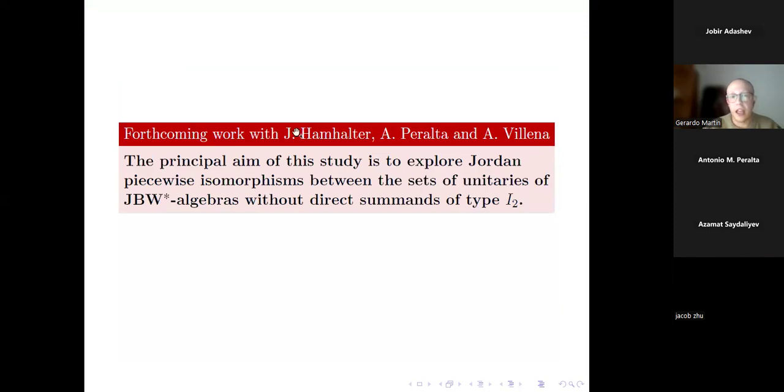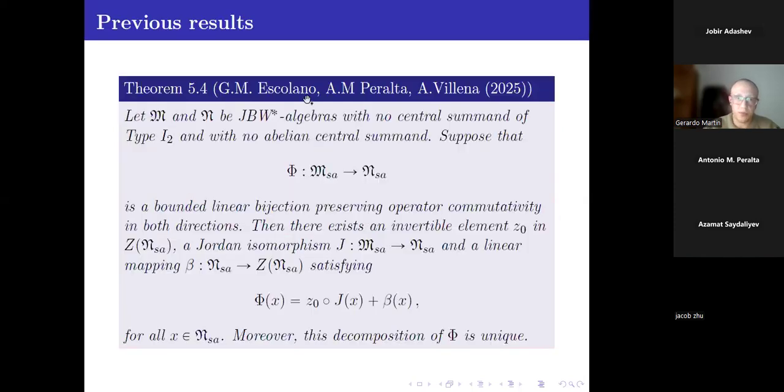Now, in a forthcoming work with Jan Halter, Antonio Peralta, and Armando Villena, our principal aim is to explore the Jordan piecewise isomorphisms between the sets of unitaries of GBW star algebras without direct summands of type I2. For this, the results we applied were the previous one, for bijective maps preserving operator commutativity.